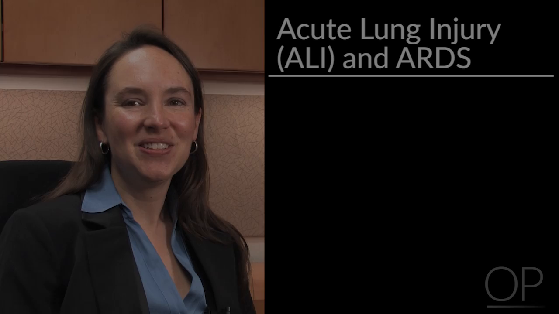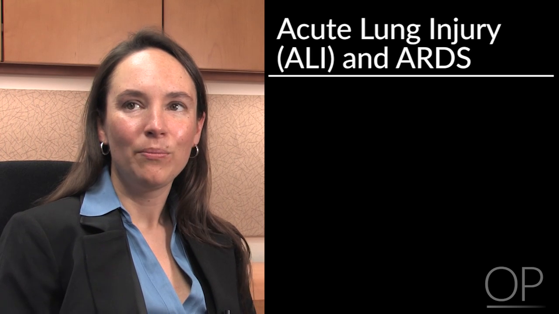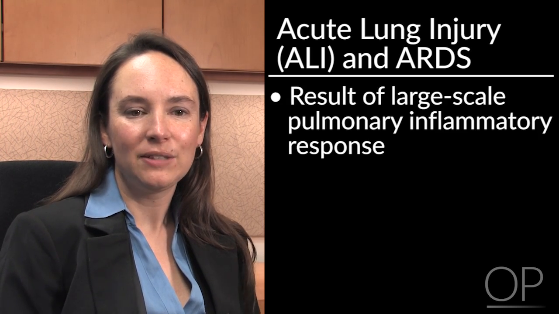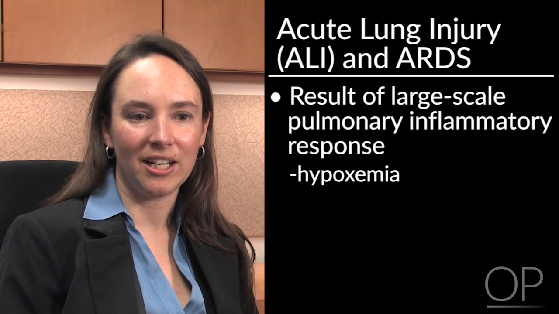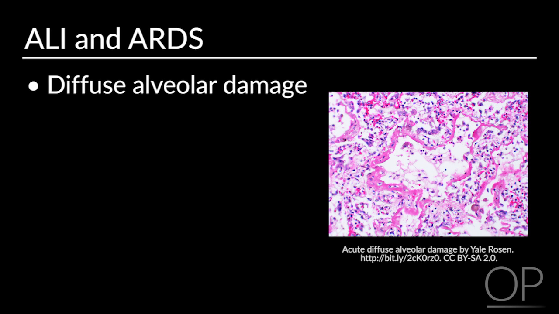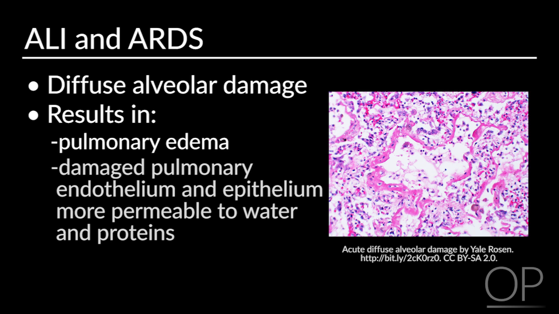Introduction. So let's just start off by talking about acute lung injury and ARDS. Both acute lung injury and its more severe form, ARDS, are the result of a large-scale pulmonary inflammatory response, leading to hypoxemia and respiratory failure. The common pathway of this inflammatory response is diffuse alveolar damage, and this results in pulmonary edema, secondary to the pulmonary endothelium and the epithelium damage that is more permeable to water and proteins.